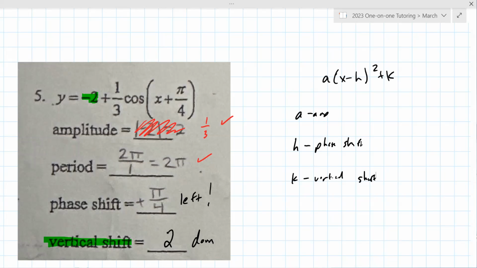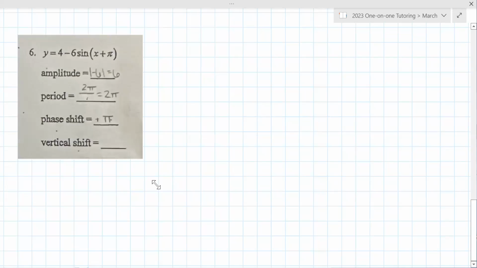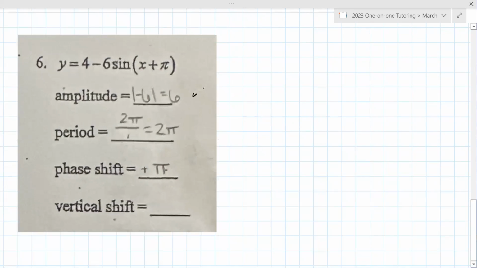All right, so let me know when we can move on to number 6. Yes, number 6. All right, amplitude looks good. Period looks good. We want to say now pi left. Okay, yeah. What is the vertical? The vertical will be 4. 4 up, down? Up. Good. 4 up. Good.